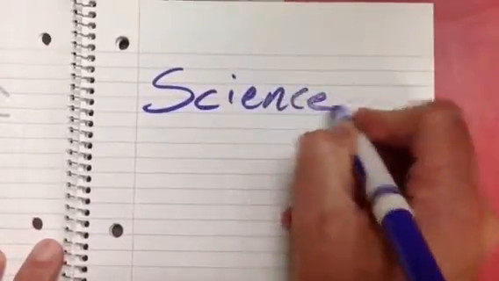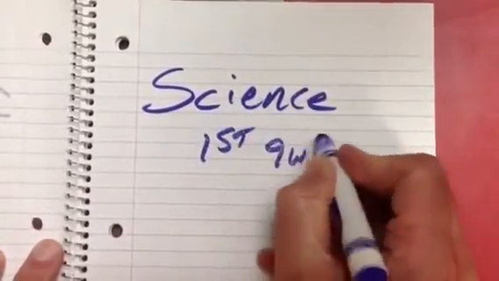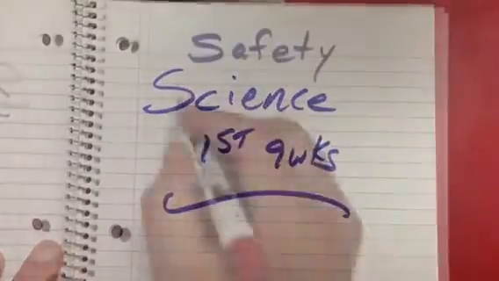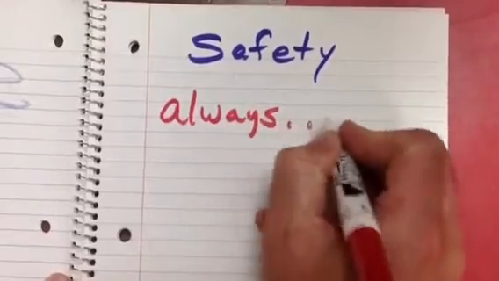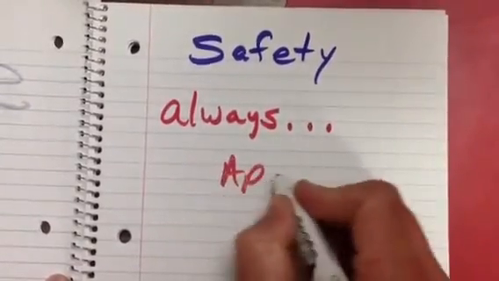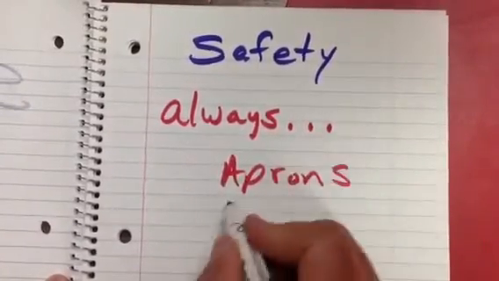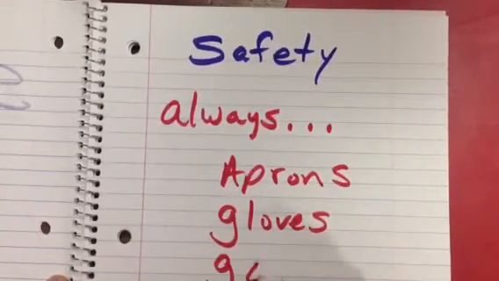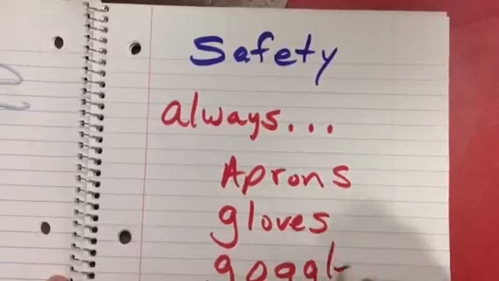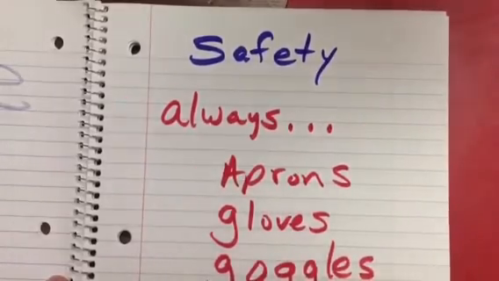Science, first 9 weeks, review. Safety. Always be safe. We use aprons to protect our clothes. We use gloves to protect our hands. We use goggles to protect our eyes.